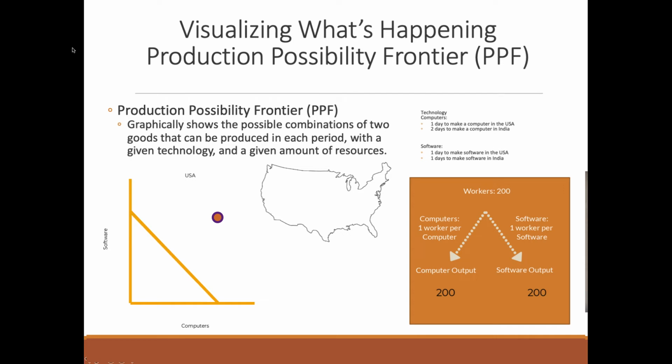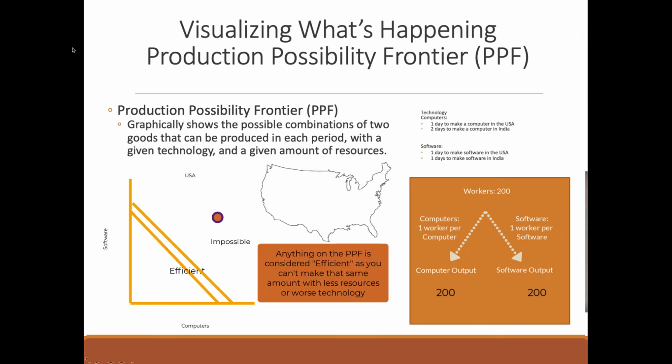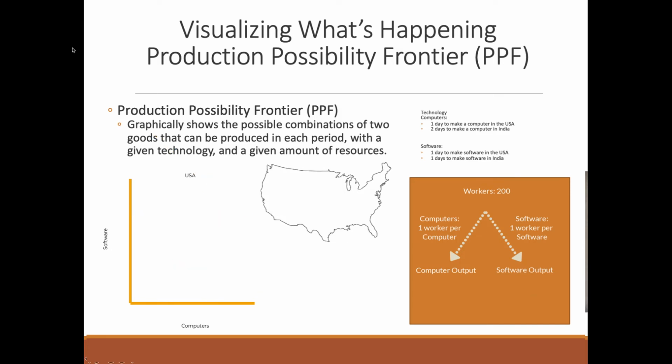The next point we did was anything beneath the curve was inefficient because you could have done it with fewer resources. And finally, our last point was anything to the right of the curve was impossible given the current resources and technology. Now let's think about this for a second.